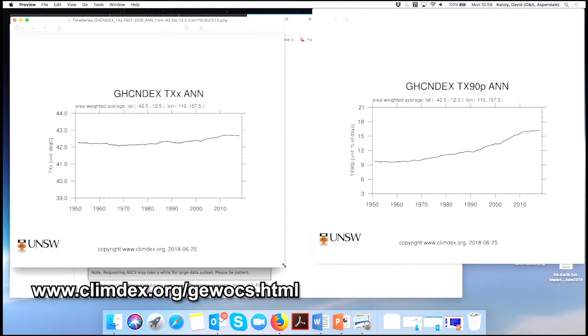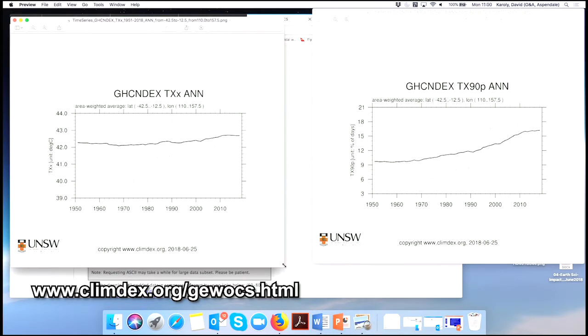So the first thing you notice is that you've got, whatever, a 50% increase in TX90P, but for the hottest day of the year, this is, remember, at individual sites averaged across Australia. So it's not the average summer temperature, it's at individual sites. You've got an increase of only about, well, it's from 42.2 to 42.6 and a bit. It's about half a degree.